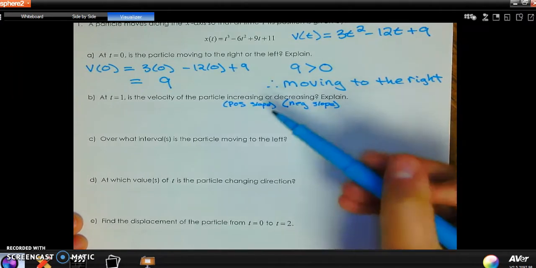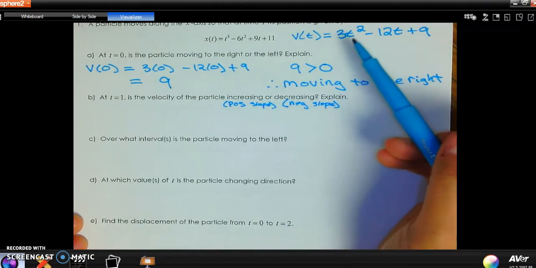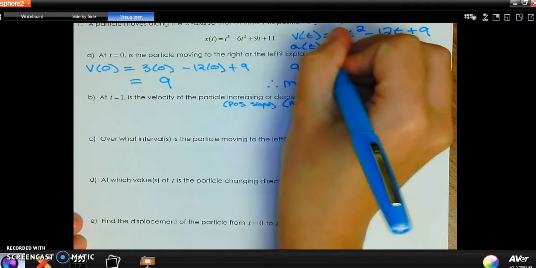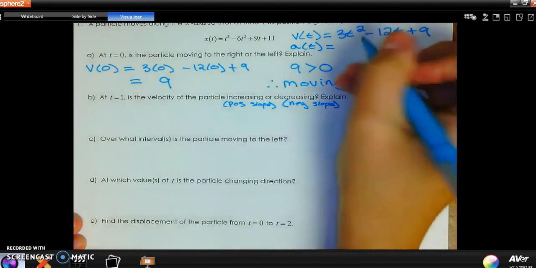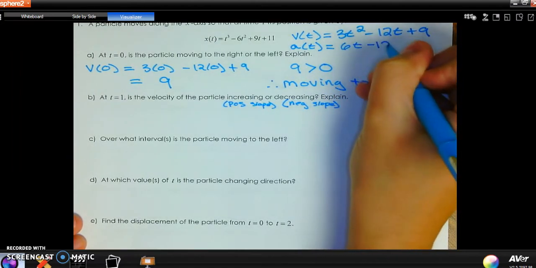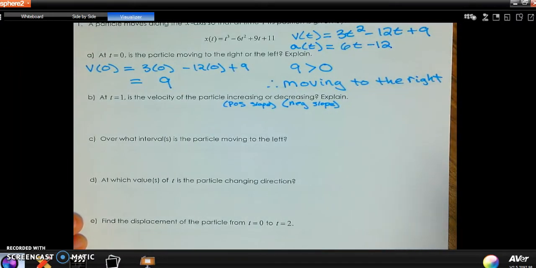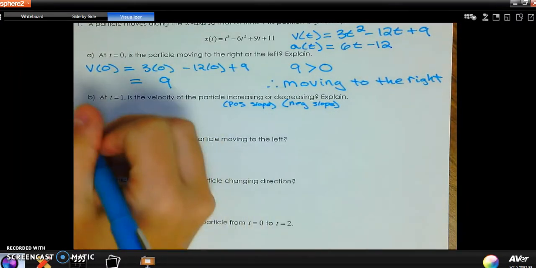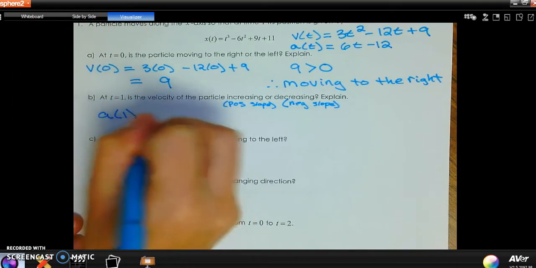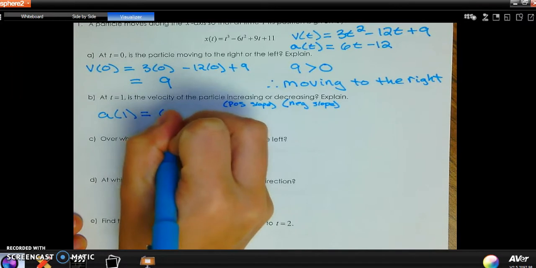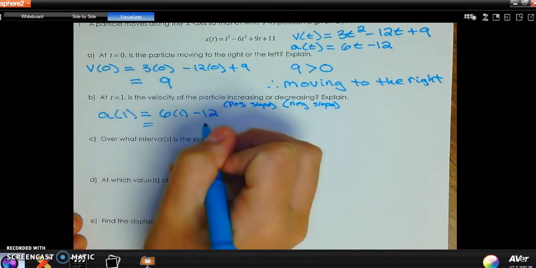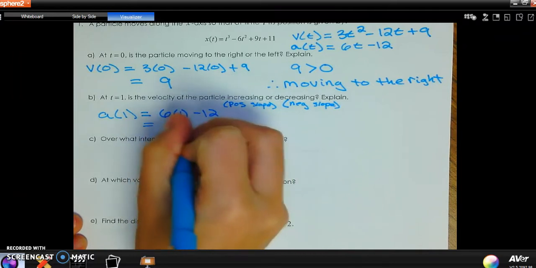So now I need to go from this velocity vector to acceleration. So I'm just going to write it up there. So that also tells me that the acceleration of this particle at any time, I take the derivative here. So that's going to be 6t minus 12. So that gives me my acceleration vector. And now it's asking me what's going on at t equals 1. So the acceleration at time 1 is going to be 6 times 1, right, which is 6, minus 12. So 6 minus 12 is going to be a negative 6.